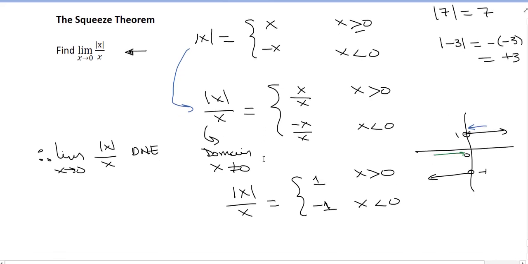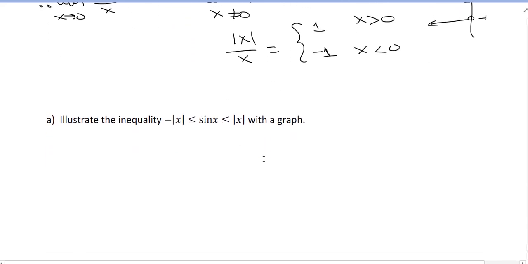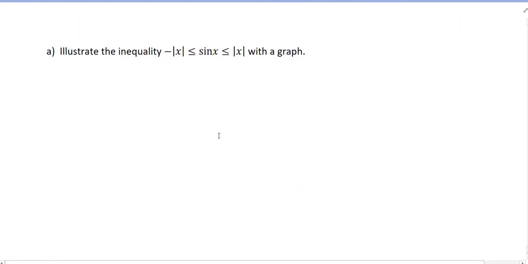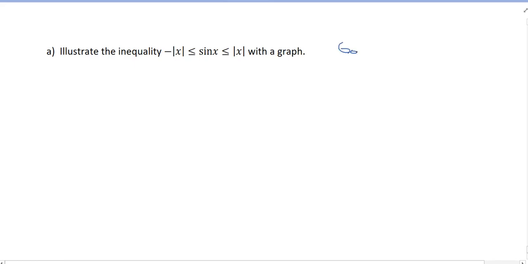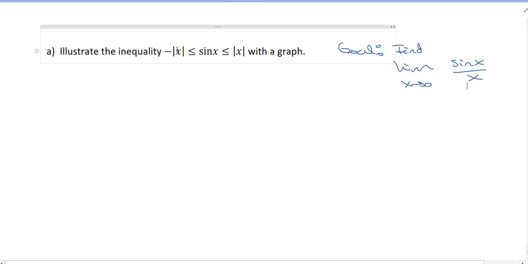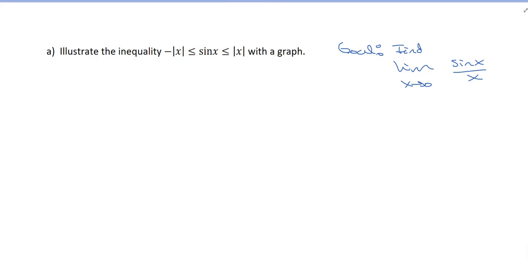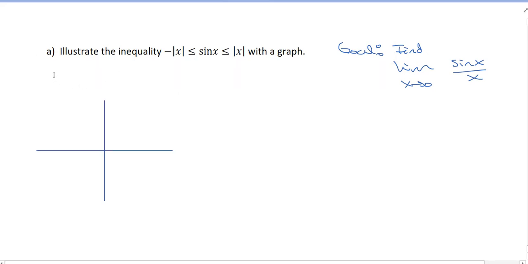All right, so I just wanted you to find that limit. And now we're going to go into the squeeze theorem. We're going to use the absolute value of x to try to make a conclusion. Our goal here, the reason that we're going to do this little part, is that we want to find the limit as x goes to 0 of sine x over x. So, to illustrate the inequality negative absolute value of x is less than or equal to sine x, less than or equal to the absolute value of x, with the graph.